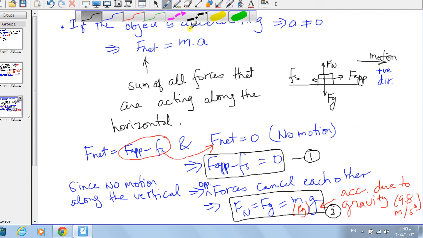Also, along with those two, we shouldn't forget the equation for Fs, equal mu s times Fn. And this is the third equation. So we toggle between those three equations. Those are the three equations that we will use in any problem. Now, if there is motion, then Fs is replaced by Fk. Two, Fnet is not equal to 0 anymore. It will be equal to m times a.